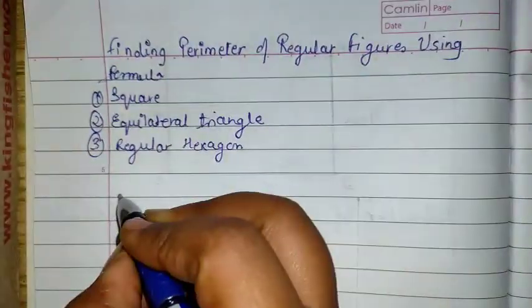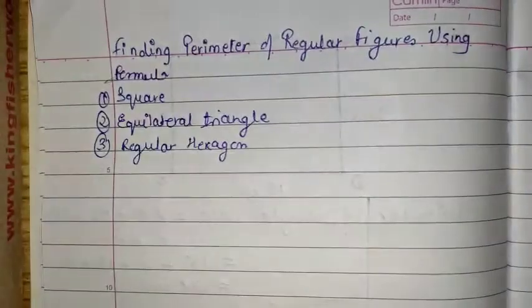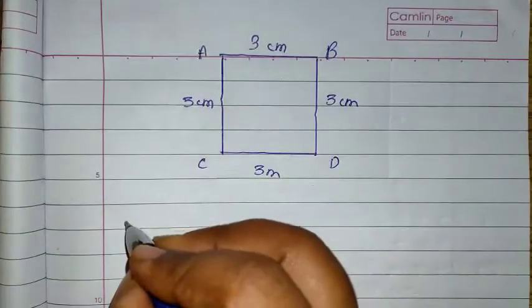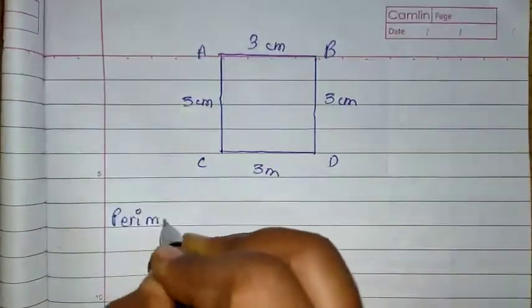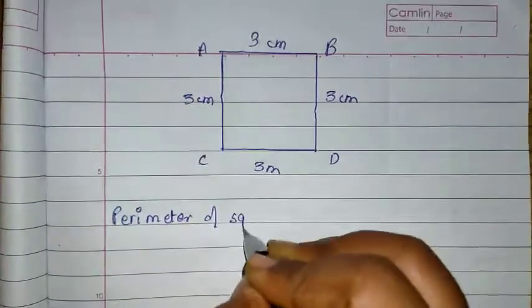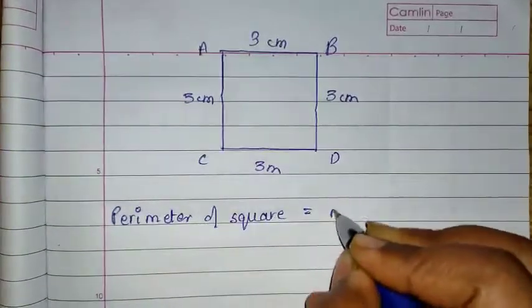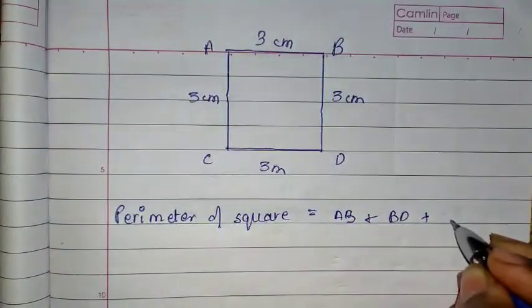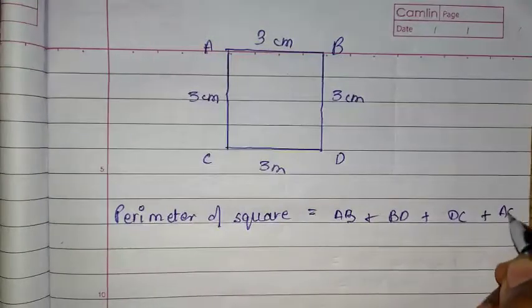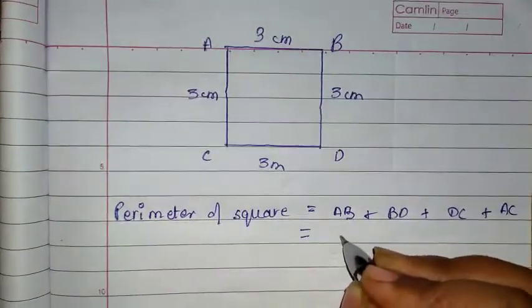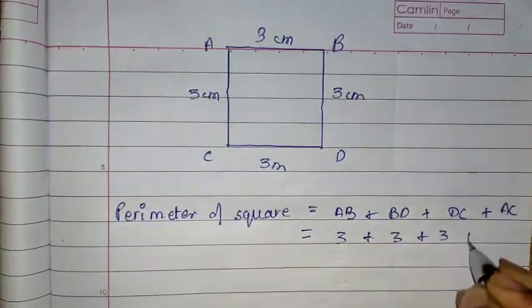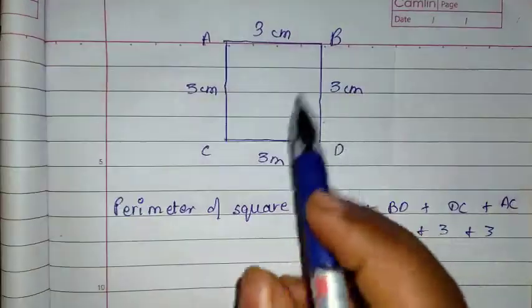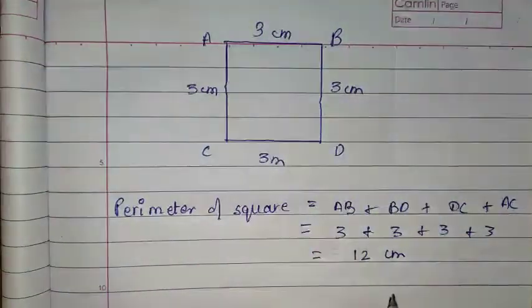So now let's find the perimeter of a square. We have the figure of a square with us. To find the perimeter, usually we add up all the sides of a figure. So the perimeter of the square is equal to length of AB plus length of side BD plus length of side DC plus length of side AC. After substituting all the values we get the answer 12 centimeter. This is a long way, where we find the perimeter by adding all the sides.